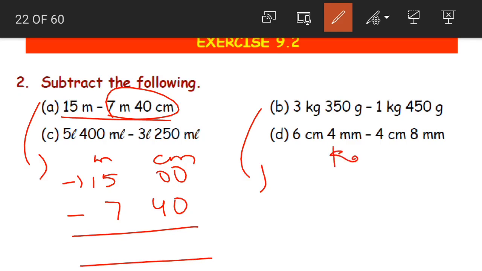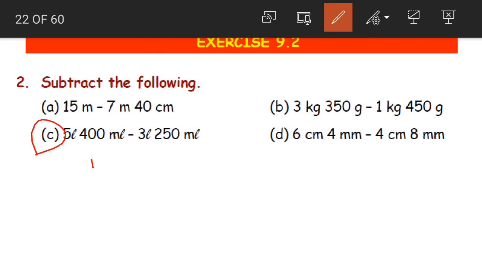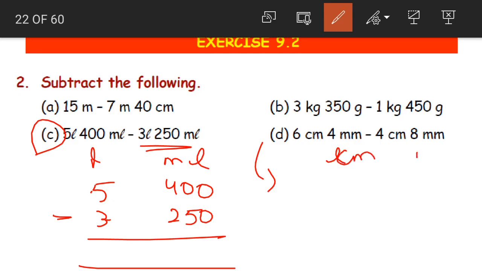Question B, kilograms and grams. 3 kilograms 350 grams minus 1 kilogram 450 grams. We just need to subtract. Question C, liters and milliliters. 5 liters 400 milliliters minus 3 liters 250 milliliters. When we subtract, we'll get our answer. Coming to question D, centimeters and millimeters. 6 centimeters 4 millimeters minus 4 centimeters 8 millimeters.